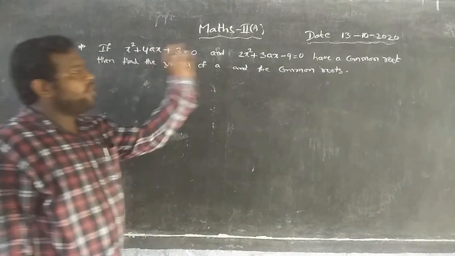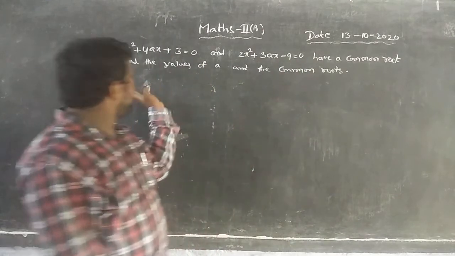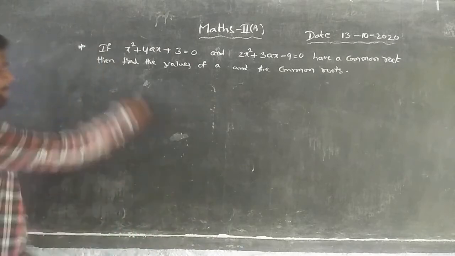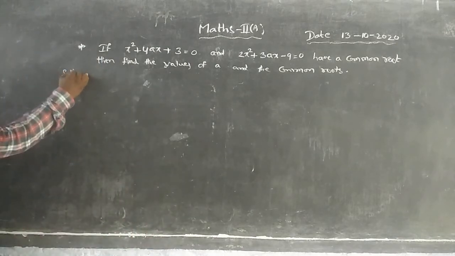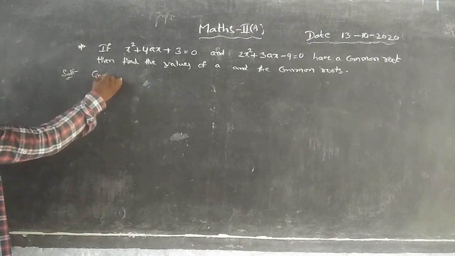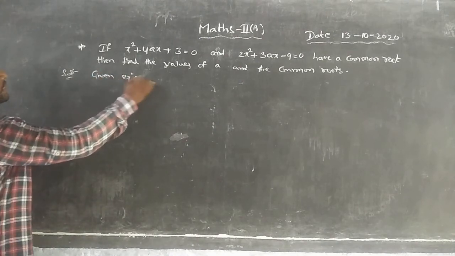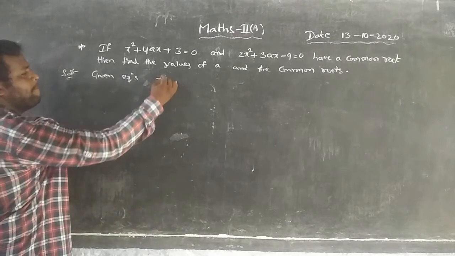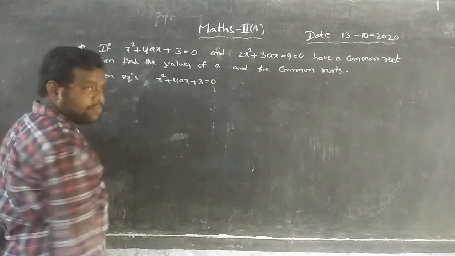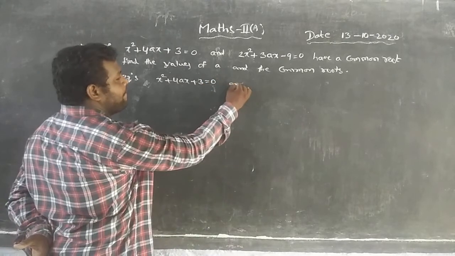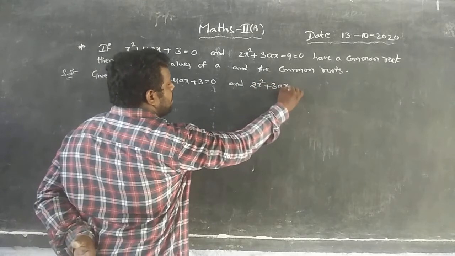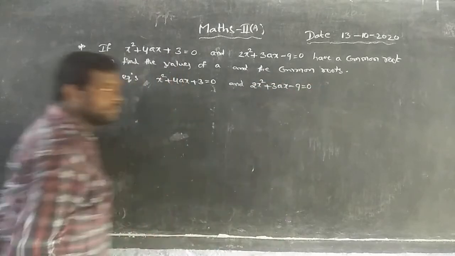Okay, if the two equations have a common root, then we can find the values of a and the common roots. Listen here. What are the given quadratic equations? Given equations: x square plus 4ax plus 3 equal 0 and 2x square plus 3ax minus 9 equal 0.